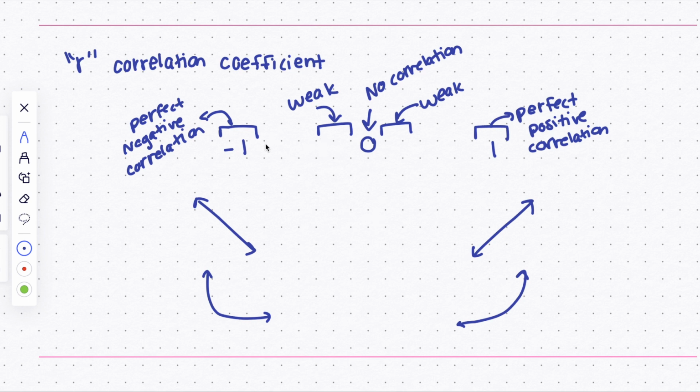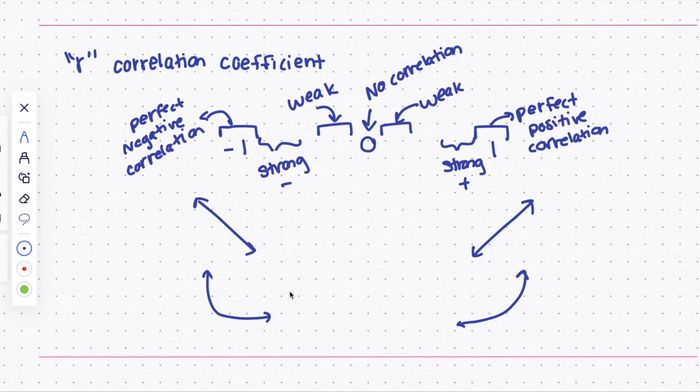So the closer you get to -1 or +1, that means that you have some sort of strong relationship. It's not perfect because you don't have an exact -1 or +1, but it is strong. So this would be strong positive, and then this would be strong negative.